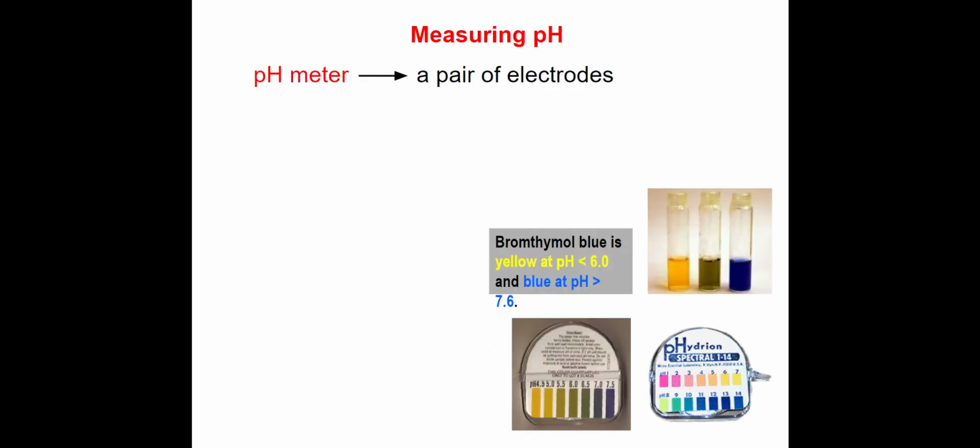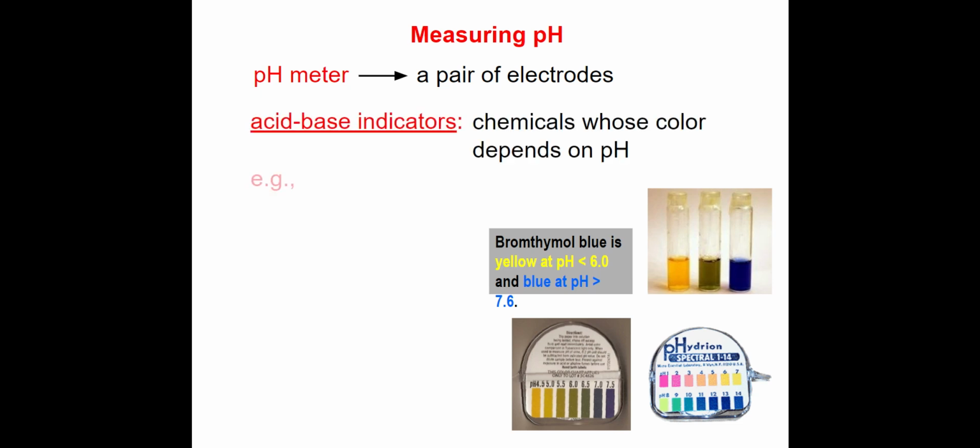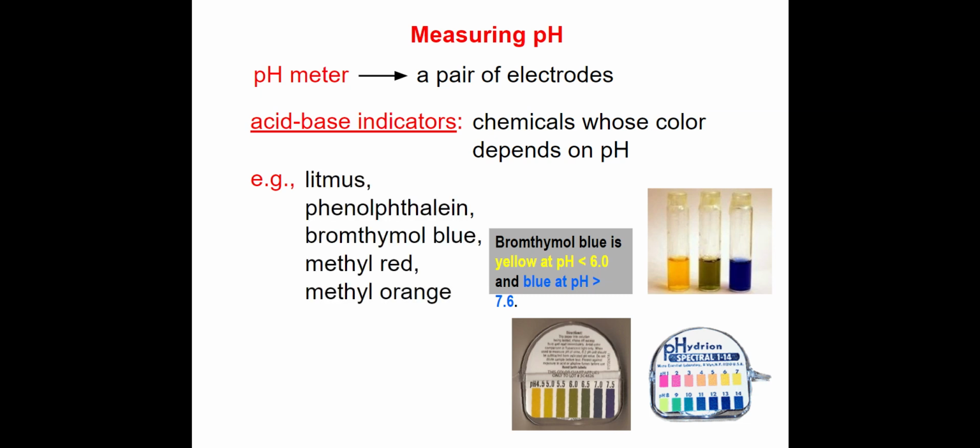To measure pH, I can use a pH meter, which uses electrodes. I can use acid-base indicators, which will change color depending upon the pH. We can use litmus paper, which just changes color, red or blue. Phenolphthalein is a common indicator. Phenolphthalein is clear when it's in an acid and pink when it's in a base. So depending upon where the pH is going to change will dictate which indicator we want to use. There's hundreds of different indicators.